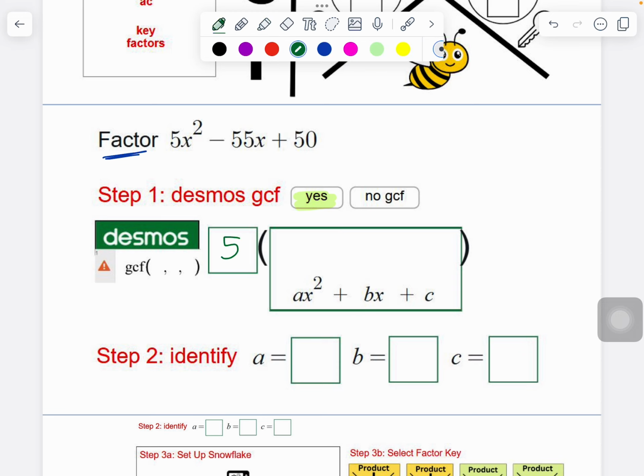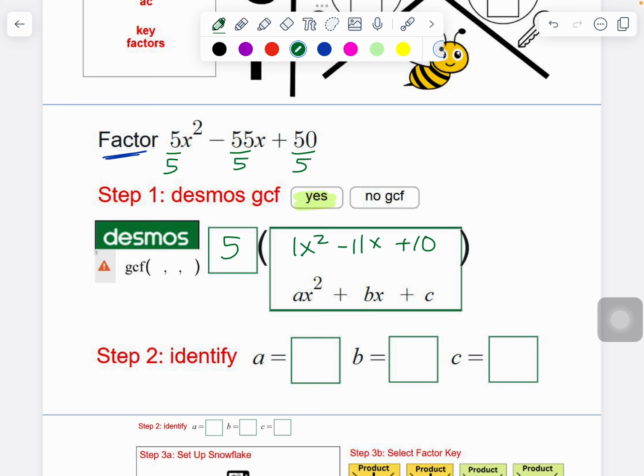Now, because we have a GCF, we have to divide all three of these numbers by 5. 5 divided by 5, if you put it in the calculator, is 1, and then keep the x squared. And then negative 55 divided by 5 is negative 11, keep the x on it. And then 50 divided by 5 is positive 10.